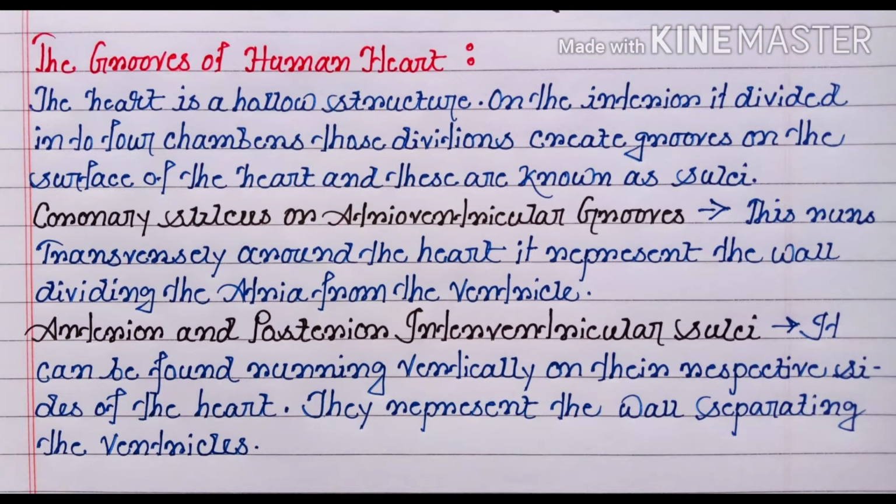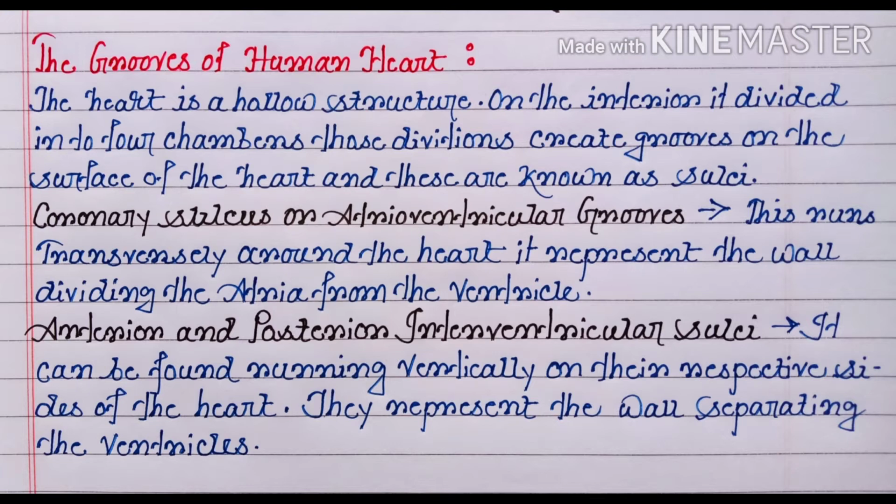Now focus on the grooves of the human heart. The heart is a hollow structure. On the interior, it is divided into 4 chambers. Those divisions create grooves on the surface of the heart, and those are known as sulci. There are two types of grooves.